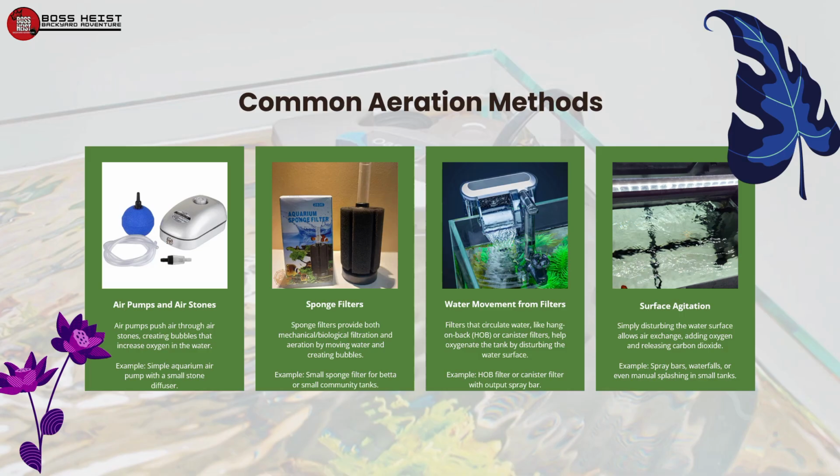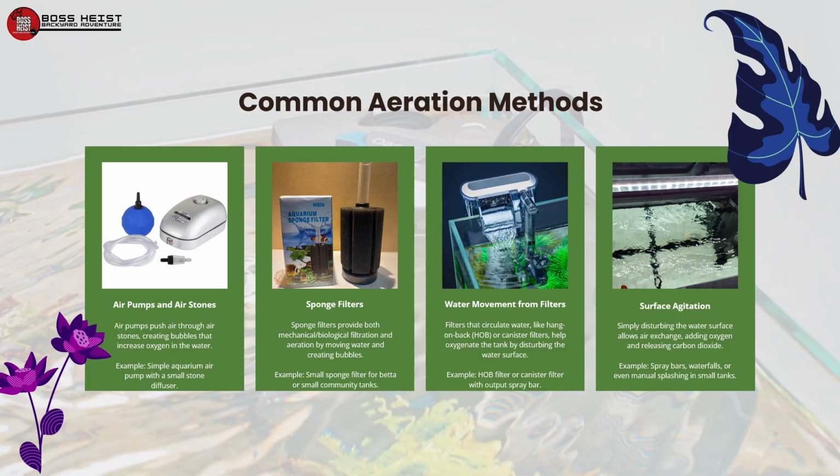Moving on to water circulation from filters. Filters that circulate water like hang-on back or canister filters help oxygenate the tank by disturbing the water surface. Examples of these are an HOB filter or a canister filter with an output spray bar.